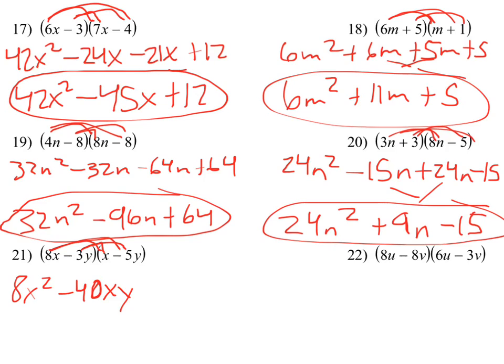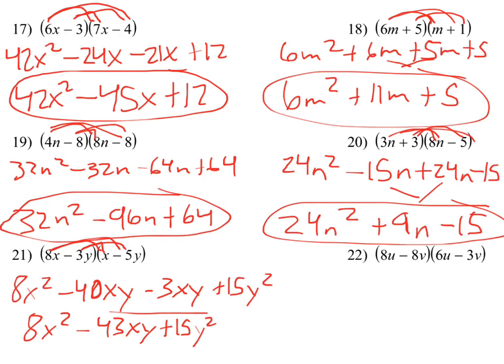Negative 3y times x is going to give you negative 3. I could put yx, but I'm going to leave it in the same order as my previous one, because yx is the same thing as xy, and that's fine. And then negative 3y times negative 5y is going to give me positive 15y squared. And now I can combine these like terms in the middle. That'll give me 8x squared minus 43xy, and then plus 15y squared on the end. And we get this guy.